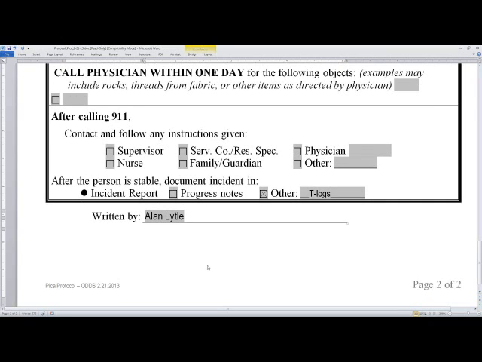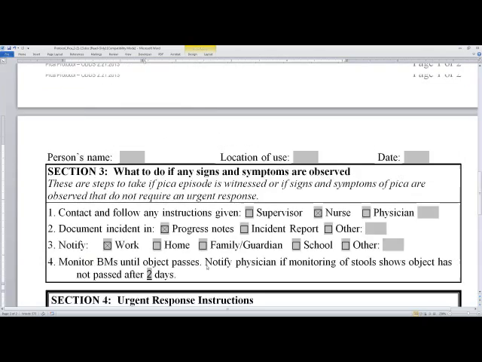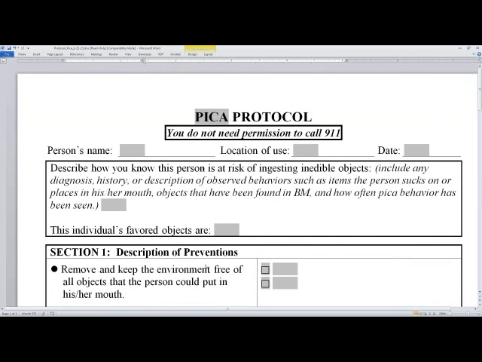Okay, so that was a lightning fast walkthrough of the Pica Protocol. As I mentioned, that is available on the OTAC website. If you have questions about that Pica Protocol, you're welcome to submit them in the questions box on your webinar control panel.